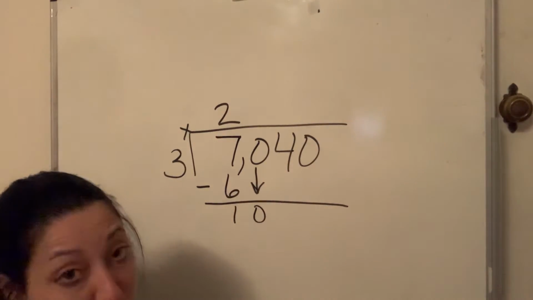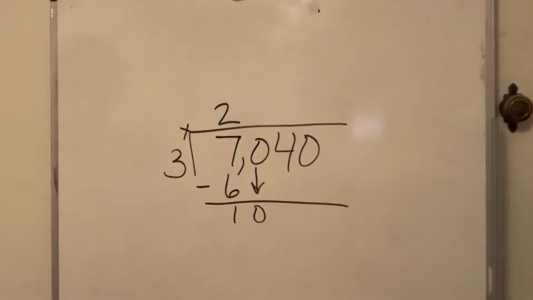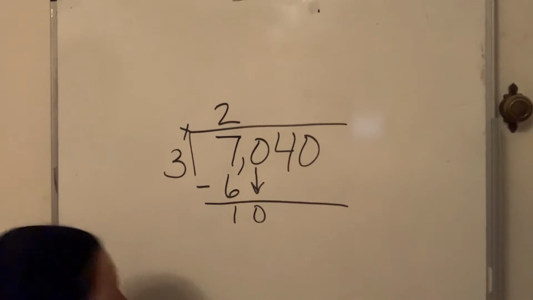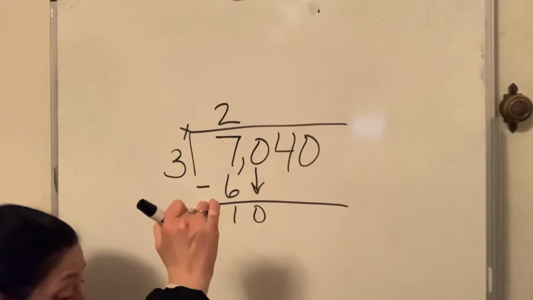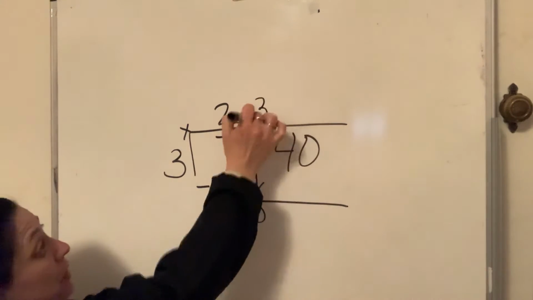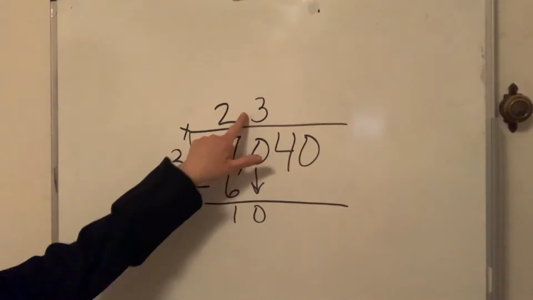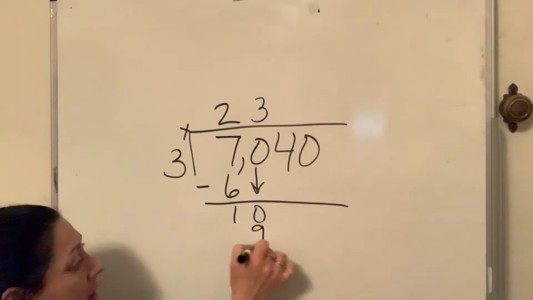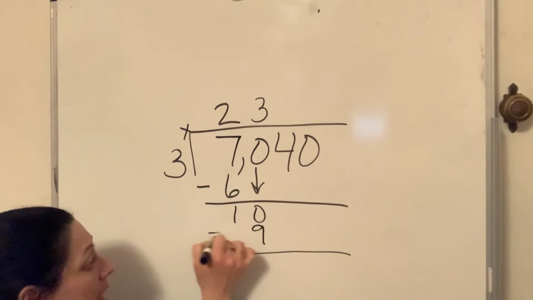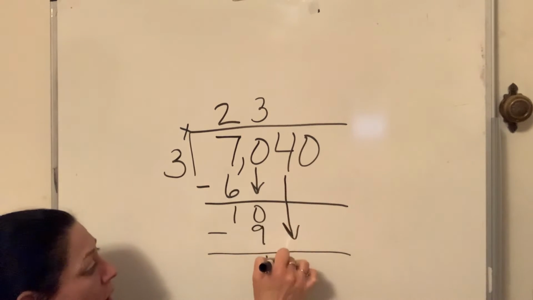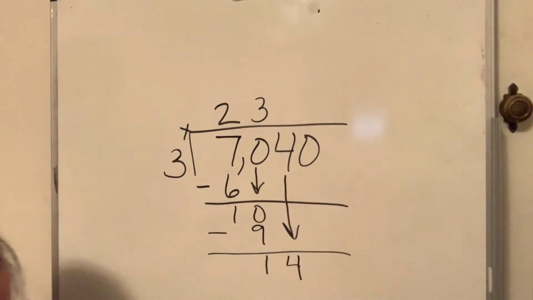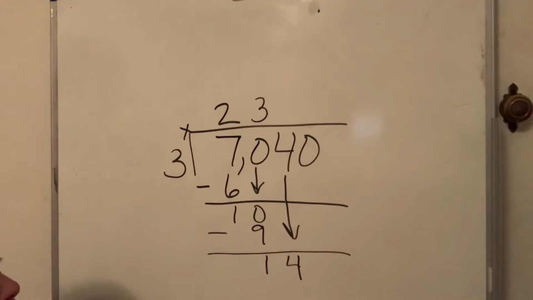Now I'm looking at the number 10. So how many times does 3 go into 10? Well, I think that it's 3 times. 3 times 3 I know is 9. Again, I'm going to subtract. And now I'm going to bring down this 4. So now I have the number 14.